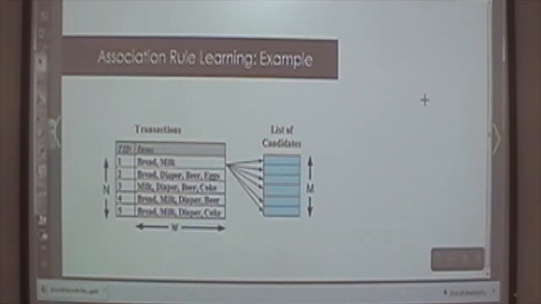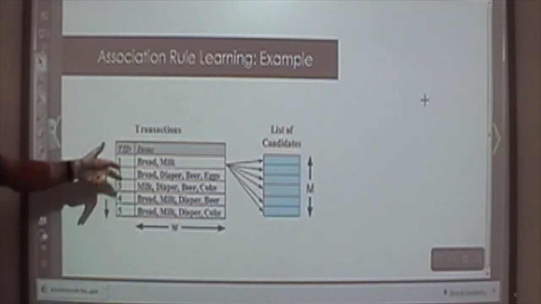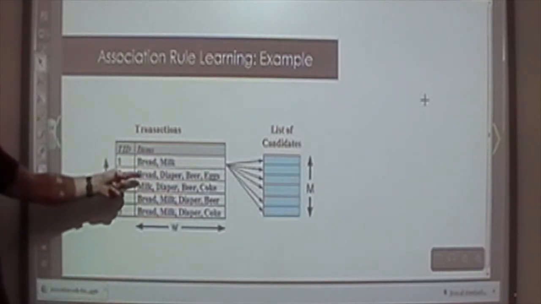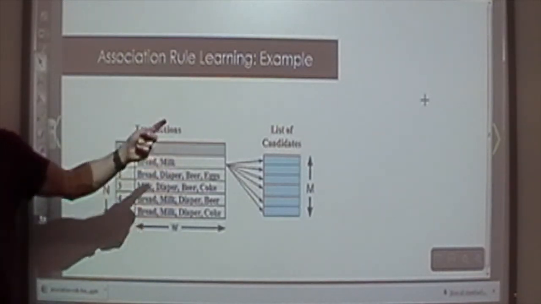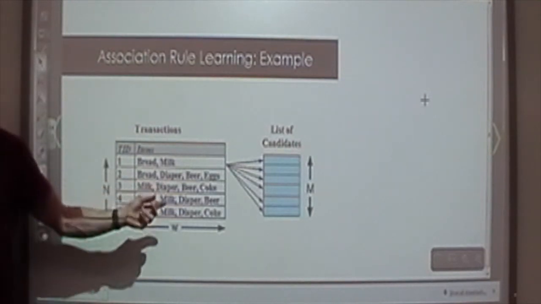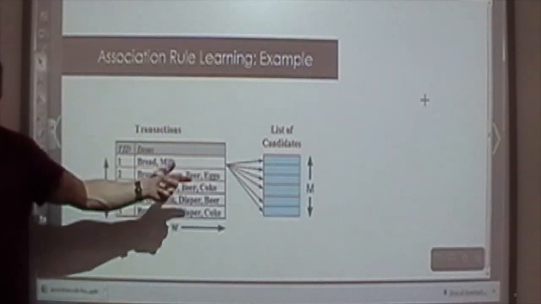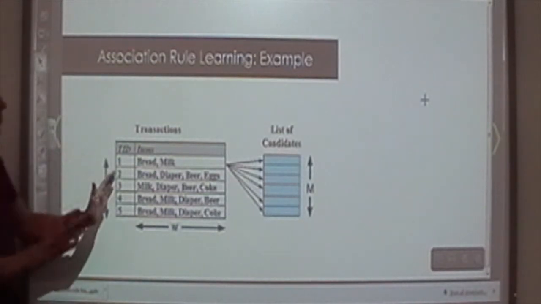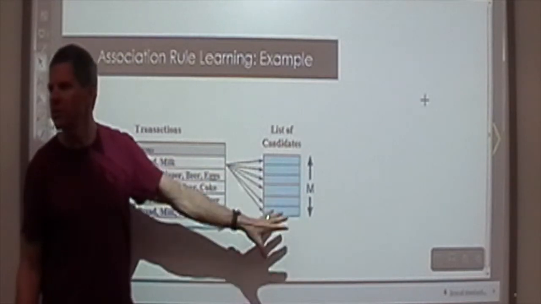So, this is pretty much taken straight from the text in this example. So here's an example. Here we've got 5 transactions. The first person bought bread and milk. Second transaction was bread, diaper, beer, and eggs. Milk, diaper, beer, and Coke, and so on, right? So the first thing we want to look at is we're going to try to go from here into a list of candidates of our rules.